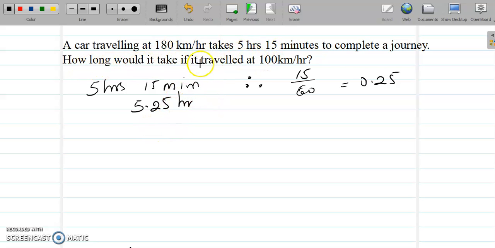So with what we saw before, we can solve this question now. How long will it take if it traveled 100 kilometers? So 5.25 multiplied by 180, like we did before. Wherever you have it, divided by 100, and that will give you the answer. So remember to always convert minutes to hour when solving, and after solving, if you have a decimal point, convert it back to minute. That's how we solve the problem.